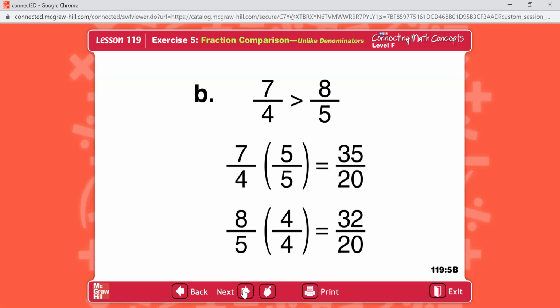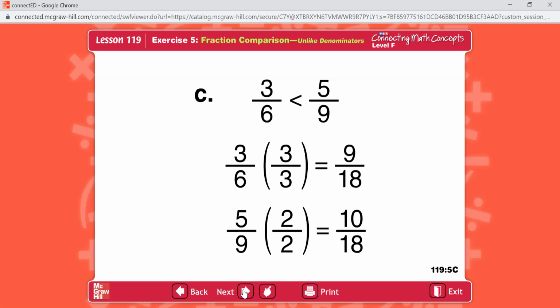You should have rewritten both of those fractions. 3/6 turns into 9/18 and 5/9 turns into 10/18. So which is more, 3/6 or 5/9? 5/9 is the larger fraction. Problem D, 3/4 and 9/12. Pause the video now to work the problem.